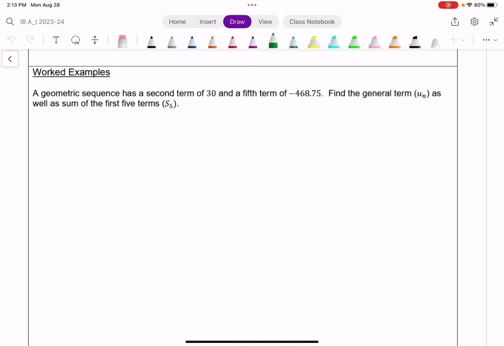So we have a geometric sequence with a second term of 30, a fifth term of negative 468.75. We want to find the general term as well as the sum of the first 5 terms.